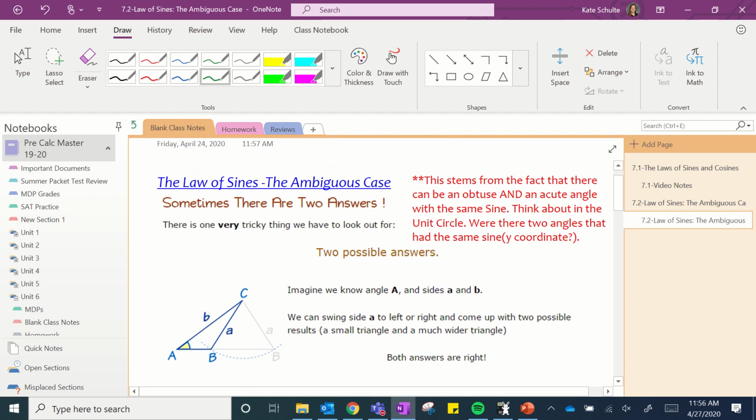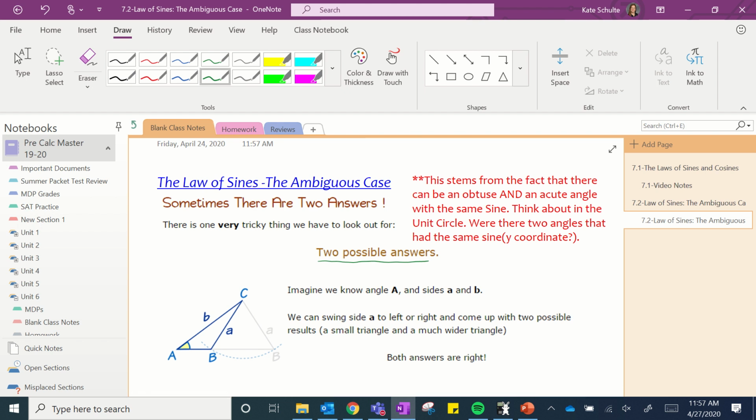All right, so the ambiguous case is when there's a possibility of having two different answers, meaning there could be two different triangles that have the same or almost the same angles and sides, except for one or two. So we have these two possible answers here, and this happens when we have the ambiguous case. I'm not going to go through the whole explanation, but this kind of explains it in the red here. There can possibly be two triangles, one with an obtuse angle and one with an acute angle that have the same sine.